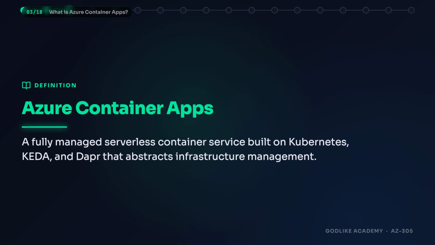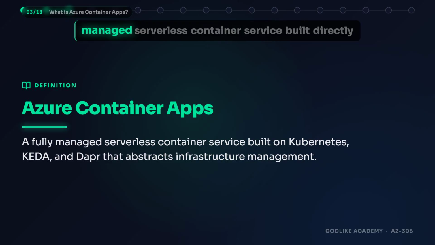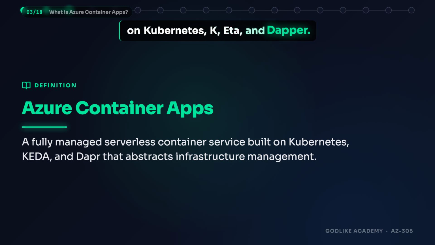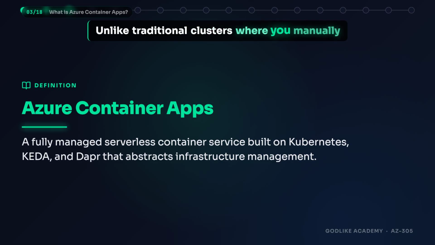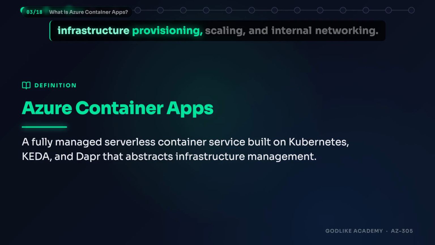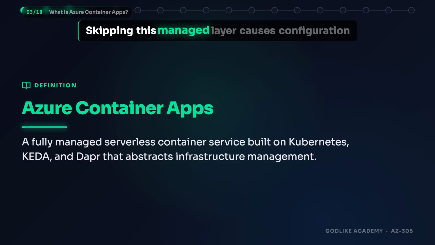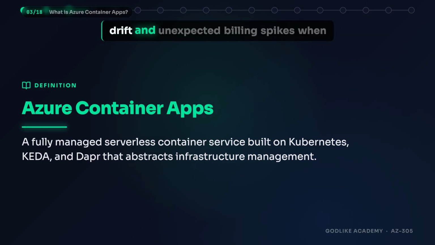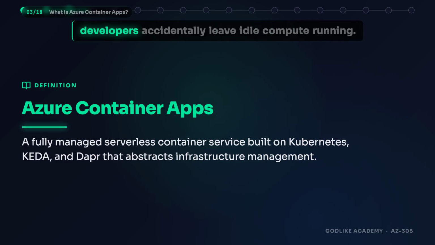Let's start with the definition. Azure Container Apps is a fully managed serverless container service built directly on Kubernetes, KEDA, and Dapr. Unlike traditional clusters where you manually manage nodes and apply patches, ACA completely abstracts that complexity away. When you push an image to a registry and deploy it via the CLI, the platform automatically handles infrastructure provisioning, scaling, and internal networking. Skipping this managed layer causes configuration drift and unexpected billing spikes when developers accidentally leave idle compute running.